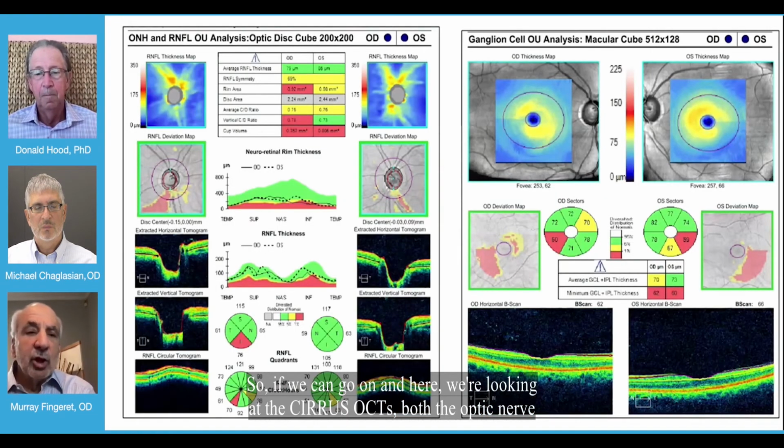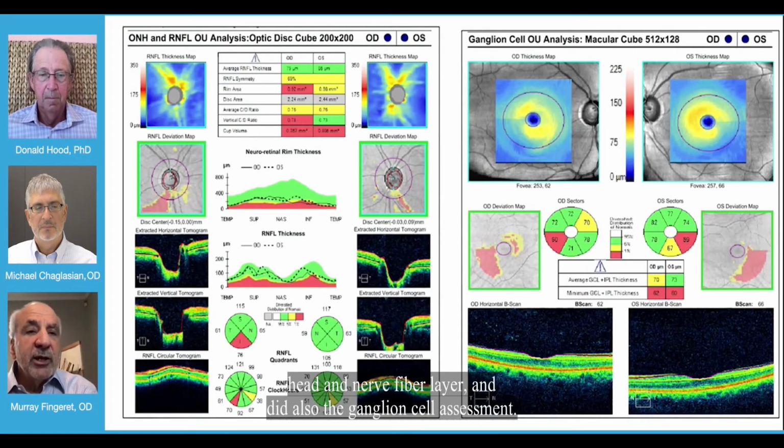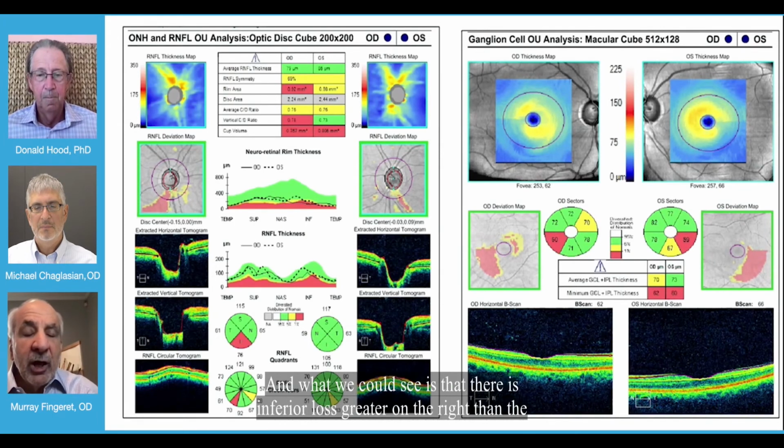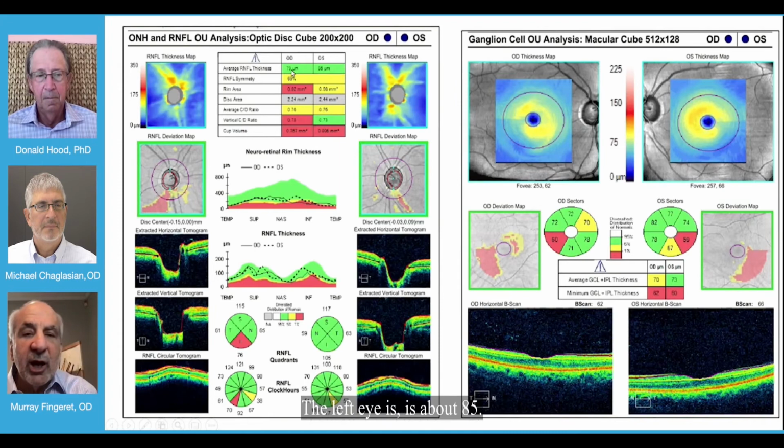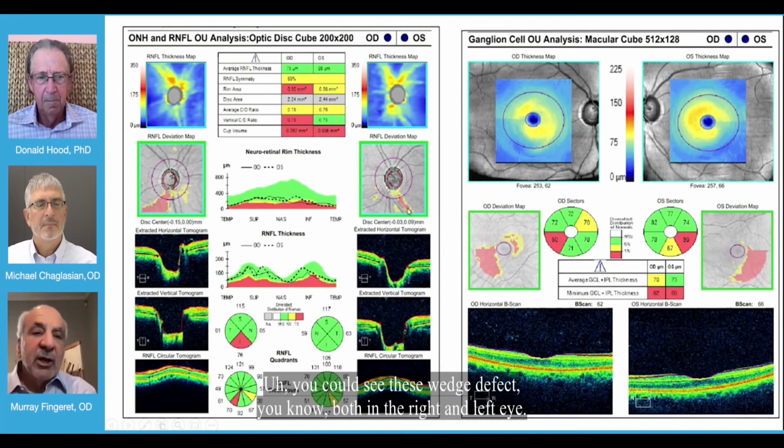And here we're looking at the Cirrus OCTs, both the optic nerve head and nerve fiber layer, and then also the ganglion cell assessment. And what we can see is that there is inferior loss greater on the right than the left, in that the nerve fiber layer in the right eye average RNFL is 79. The left eye is about 85. You can see these wedge defects, both in the right and left eye.